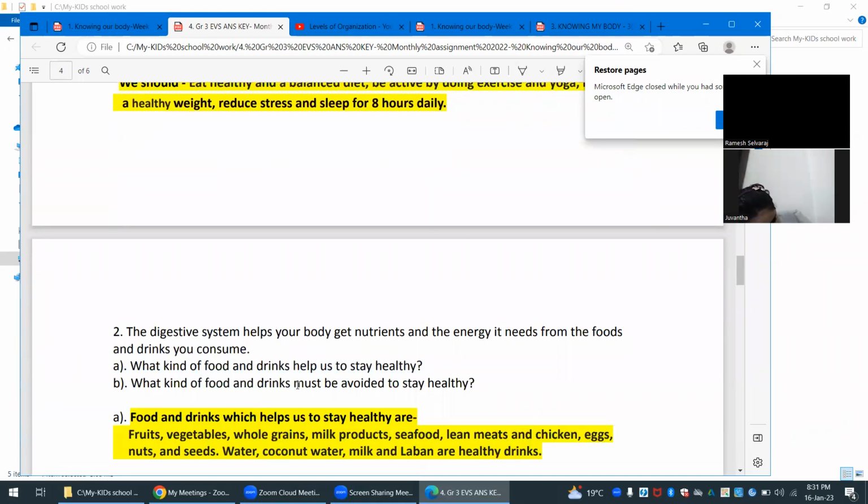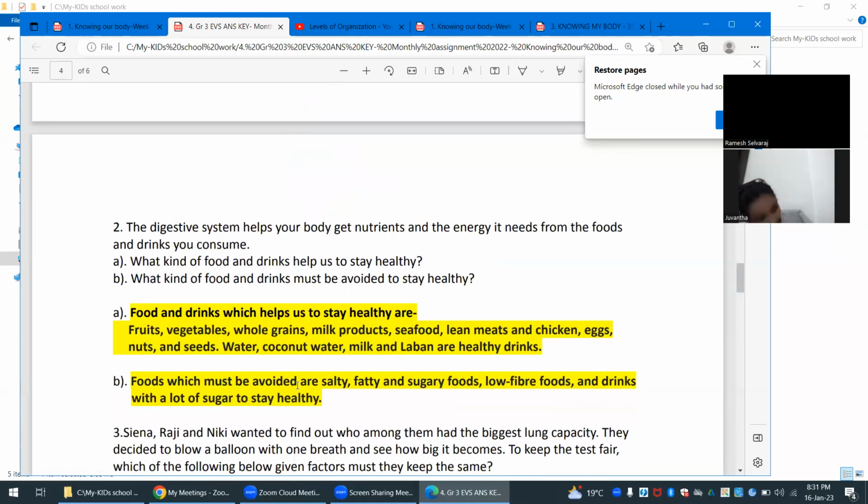Okay, with interest. Let's see here. The digestive system helps your body get the nutrients and energy it needs from the food and drinks you consume. So when we eat or drink, we get energy. What kind of food and drinks help us stay healthy? Healthy food, for example broccoli, carrot, avocados, etc. Water and healthy food.